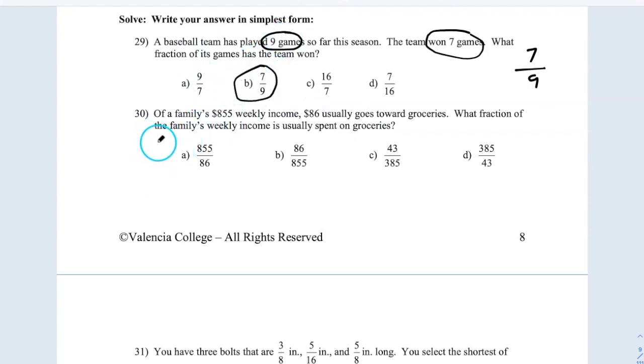30. Of a family's $855 weekly income, $86 usually goes towards groceries. So they spend $86 on groceries. What fraction of the family's weekly income is usually spent on groceries? So it's $86 out of $855. So that's all they wanted. Very simple. You don't have to do anything else with the math.